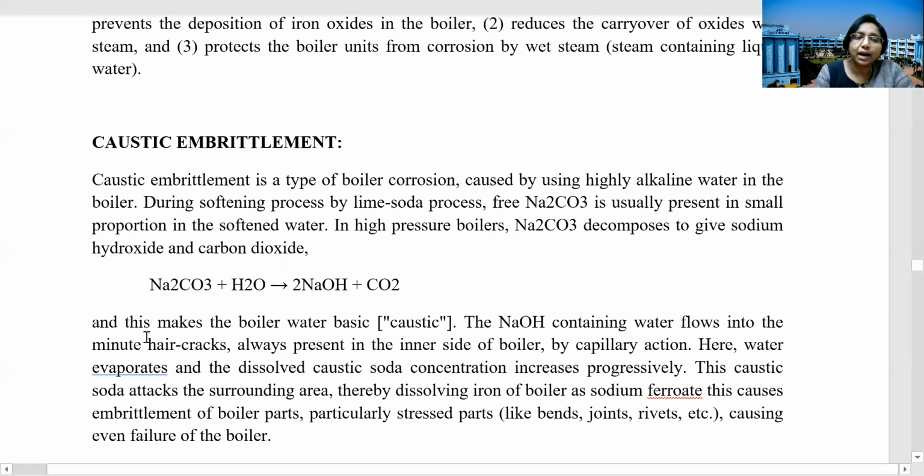Now this sodium carbonate reacts with water and NaOH is formed, and this NaOH makes the boiler water basic. The NaOH-containing water flows into minute hair cracks, always present on the inner side of the boiler, by capillary action. Here the water evaporates and the dissolved caustic soda concentration increases progressively. This caustic soda attacks the surrounding area, and this is called caustic embrittlement.